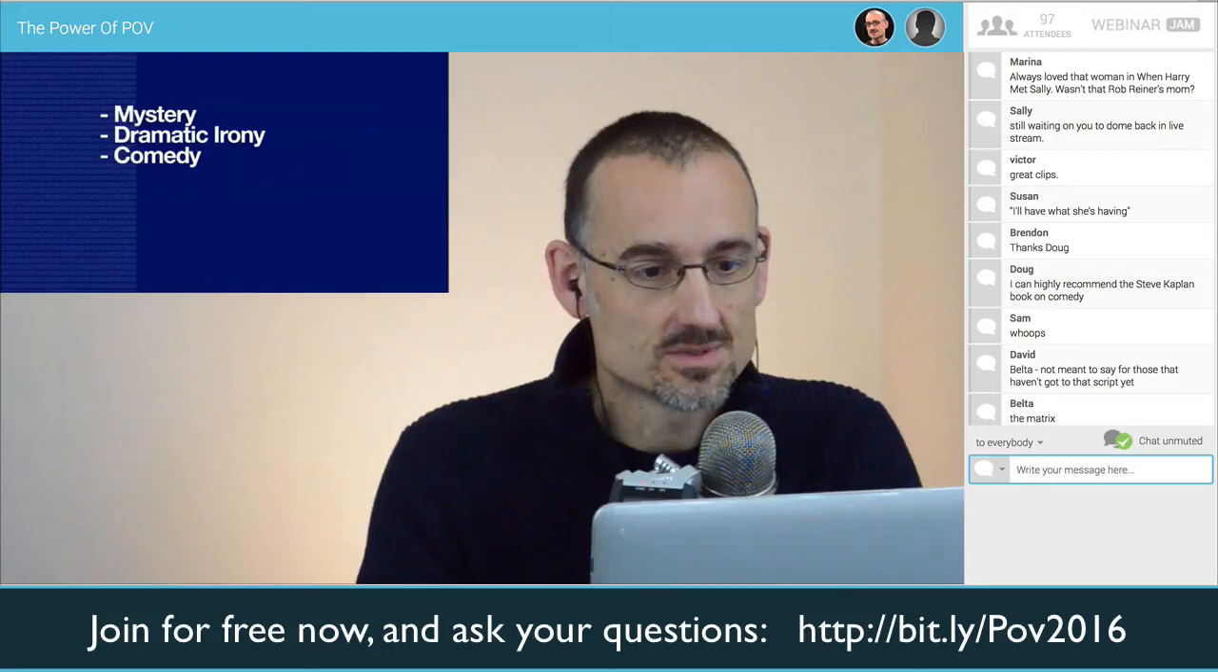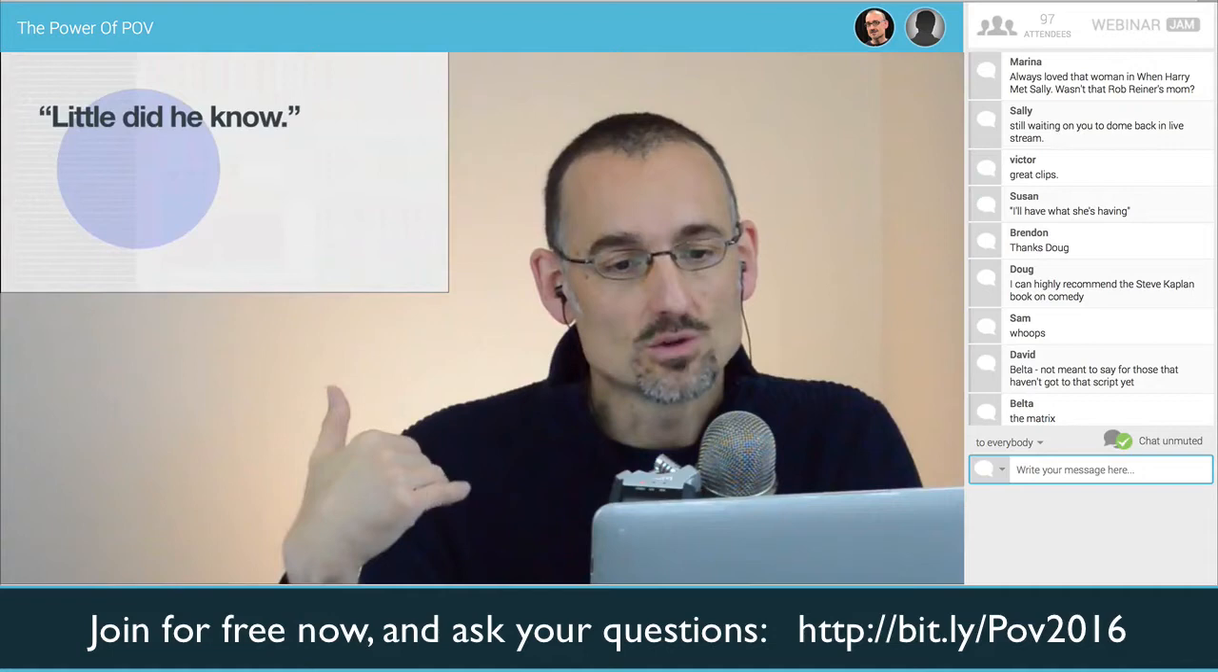Dramatic irony is when you read "Little did he know," because we know, the reader knows, the viewer knows, but the character does not. Let's go to Pixar. If you want to learn about storytelling, go to Pixar, see how they do things. Michael Arndt spoke about point of view when they were working on Toy Story 3. He had a problem introducing the inciting incident. And in this little clip, he explains how he used point of view to solve that problem.